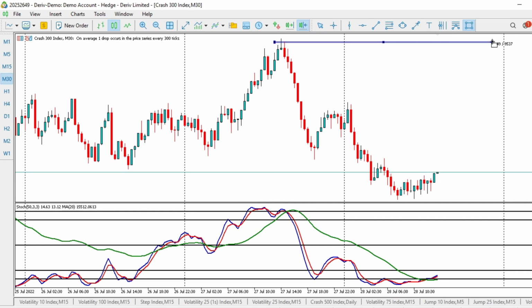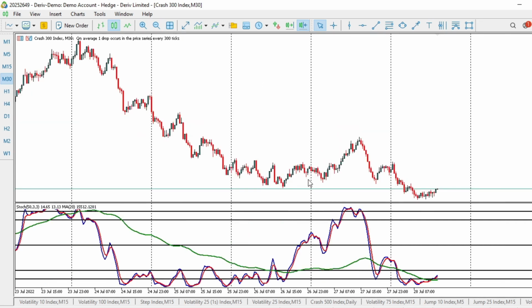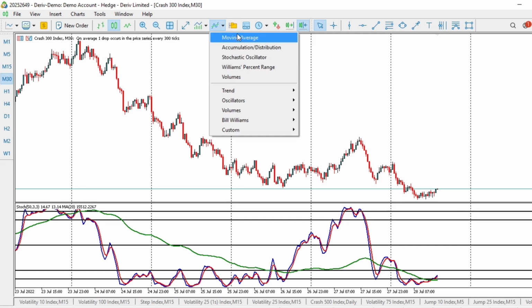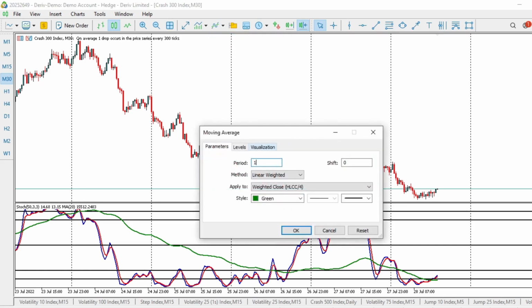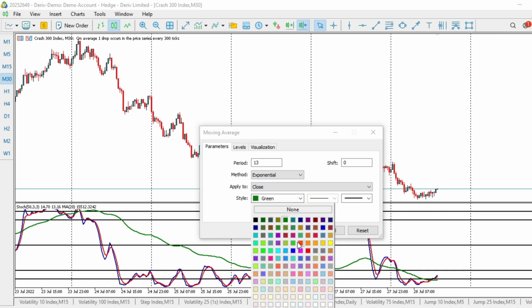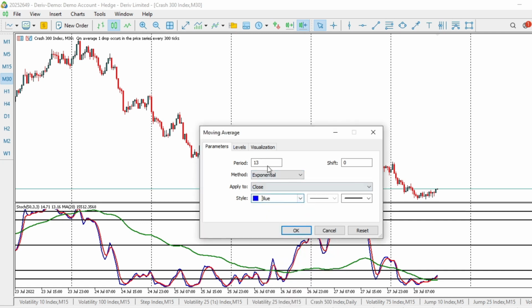Now, I'm not doing price action today, but I cannot forget that I told you on this channel that one of the best confirmation-to-entry indicators is a moving average. So we are going to add another moving average. It's going to be period 13, method exponential, apply to close. The color, let's make it blue, and shift 0.